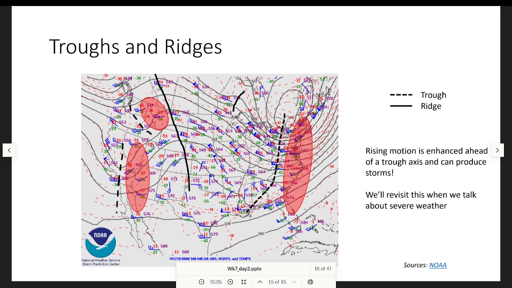So here are some ovals. This indicates rising motion. We're going to revisit this, but the rising motion you mainly get is on the right hand side of the trough axis. It's not going into the trough, it's exiting the trough, where you really get to see this upper level divergence. It creates a vacuum aloft and air is kind of sucked up. You get a lot of rising motion on the right hand side of the trough. This is where the severe weather is going to happen.